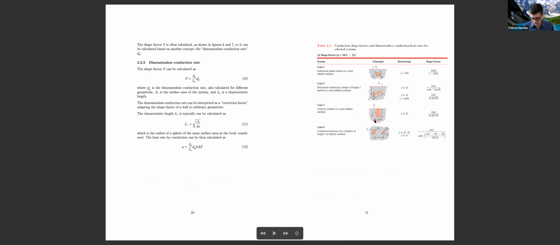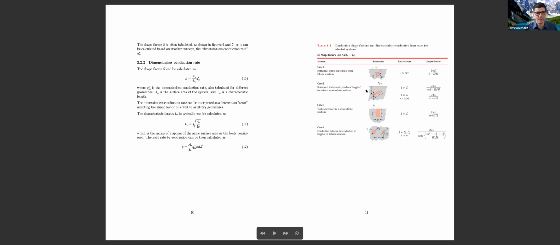And so let's discuss. There is another way of calculating the shape factor that I want to discuss now. And then I want to do an example. So the shape factor can also be calculated using this dimensionless conduction rate. And using this dimensionless conduction rate, we need to use the surface area of the body, whatever it is, and a characteristic length. And the characteristic length tends to involve the surface area again. So all this part here essentially depends on the surface area.